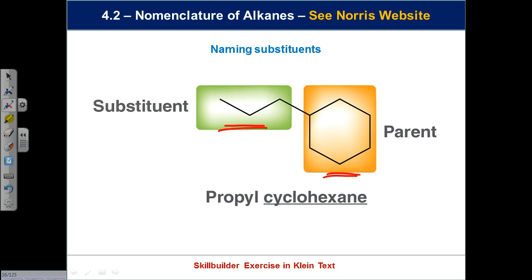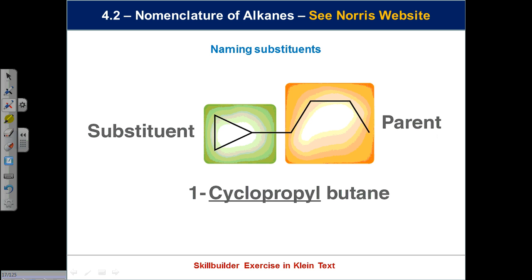Now, the parent here is the cyclohexane. Okay, cyclo because it's a cycle, hex because there are 6 carbons, ane because it's an alkane. So we have a cycle now with 6 pieces attached. But then we have a group here. How many carbons in that group? 3. What's the prefix for that? Prop, right? So we'll call it propyl cyclohexane. We get through some of this fairly straightforwardly.